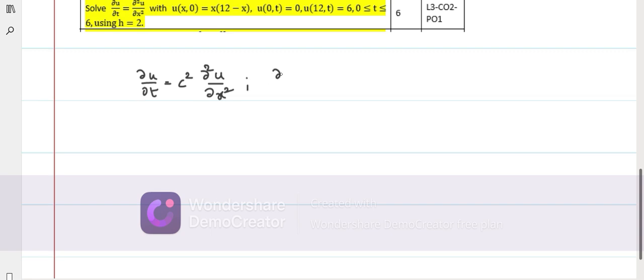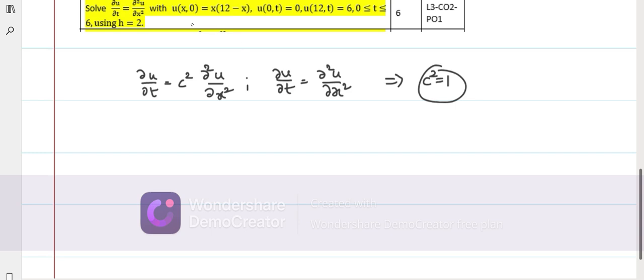What is the given equation? ∂u/∂t equals ∂²u/∂x². On comparison of these two equations, I can say that c² equals 1. This is the first step. Next step is to look at the boundary conditions.